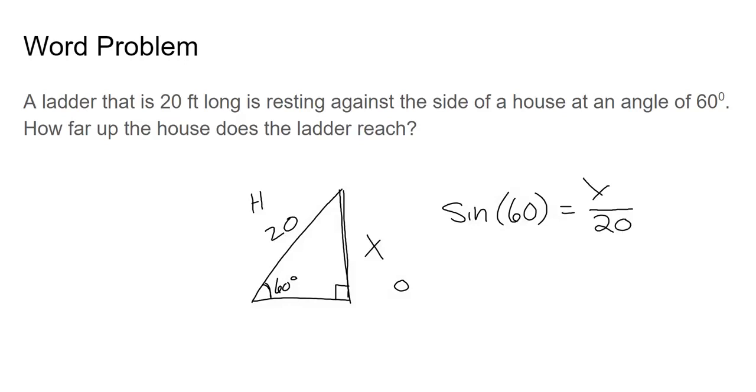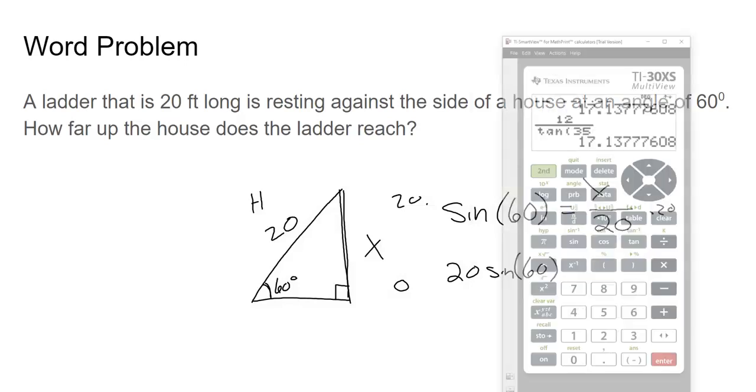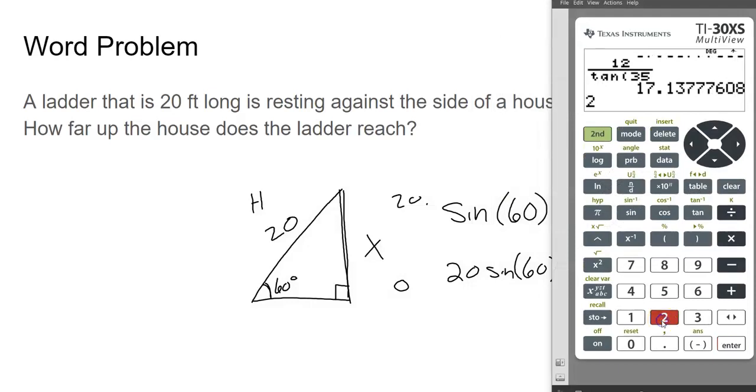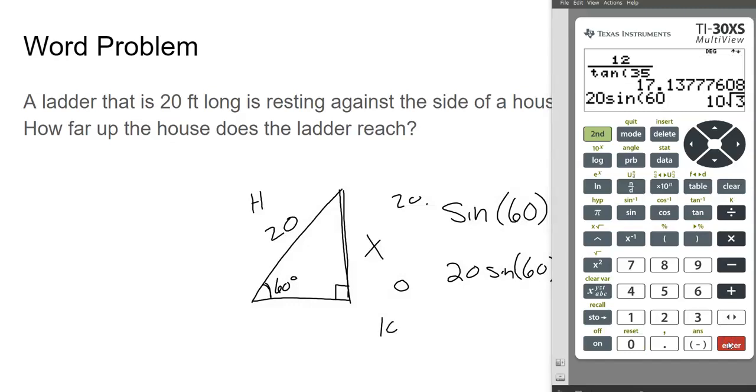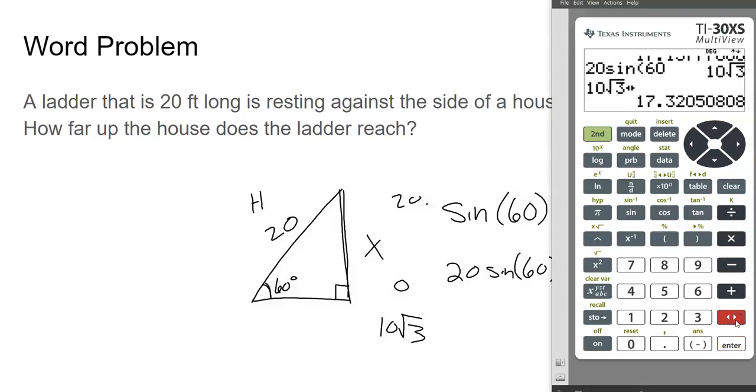X is on top, so I can multiply both sides by 20. So I get 20 sine 60. I'm going to type that in my calculator. And I get 17.3. There you have it.